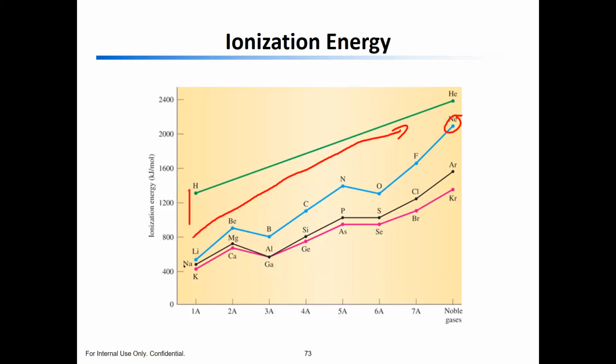As I go down the periodic table, it takes less energy to remove that electron. So for potassium, I just need a little bit of energy. For hydrogen, I need a lot of energy. So this matches up with the atom size. Smaller atoms, harder to remove an electron. Bigger atoms, easier to remove.